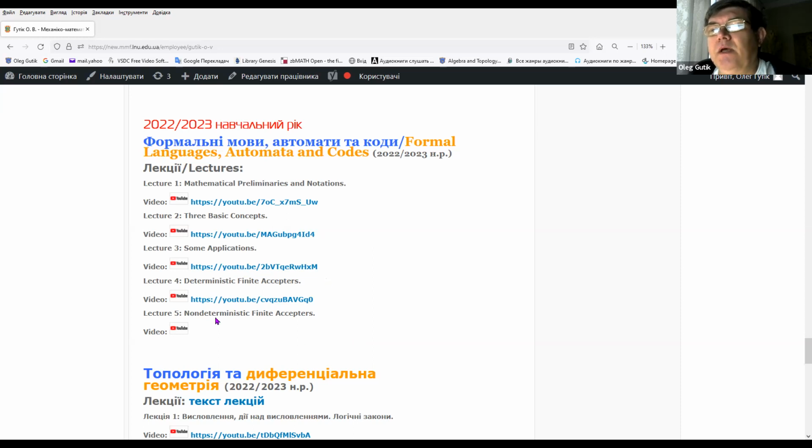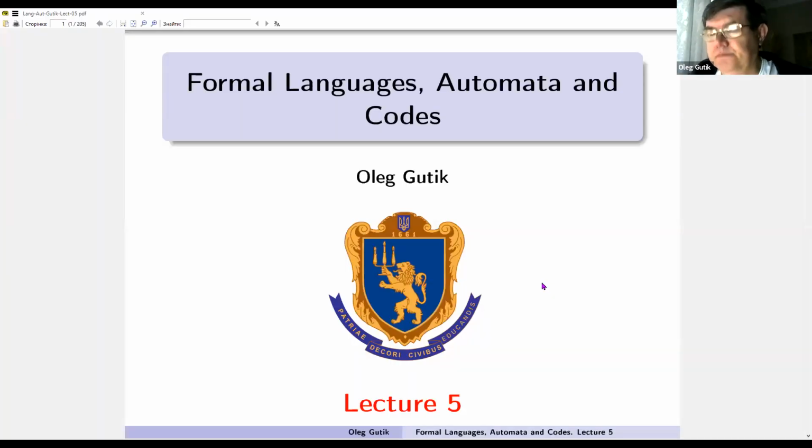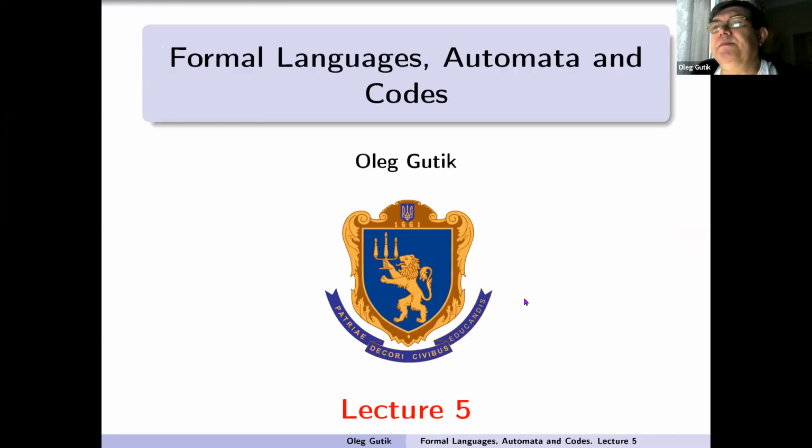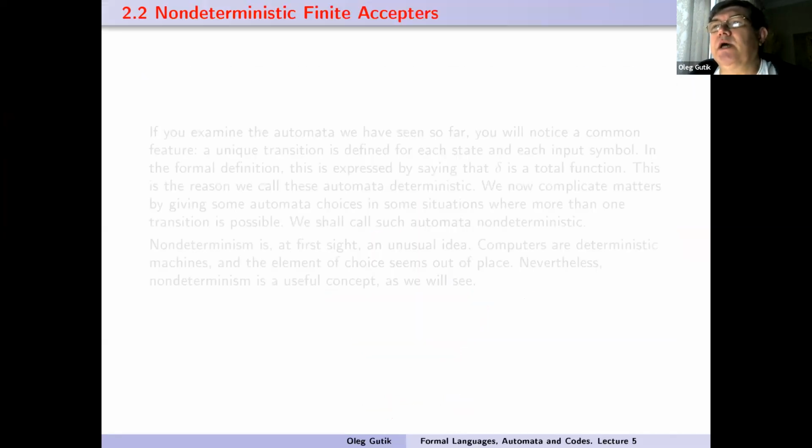And today will be lecture number 5, Non-Deterministic Finite Acceptors. After recording this lecture, I shall put it on my website. So we shall start the lecture. Lecture number 5, non-deterministic finite acceptors.